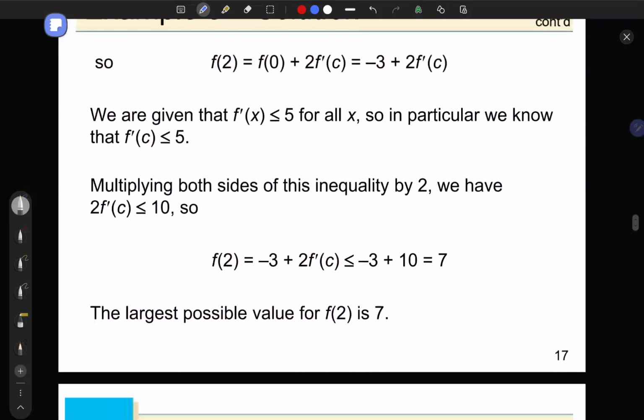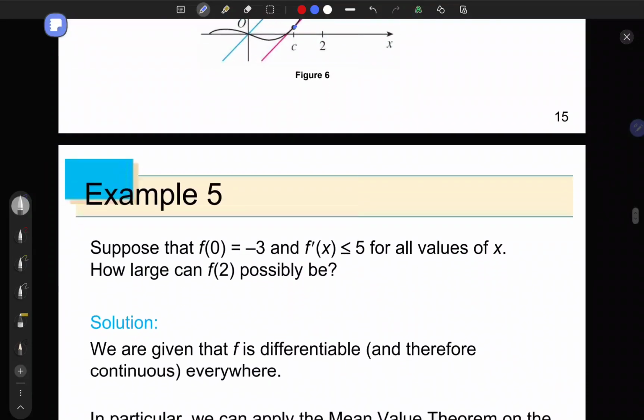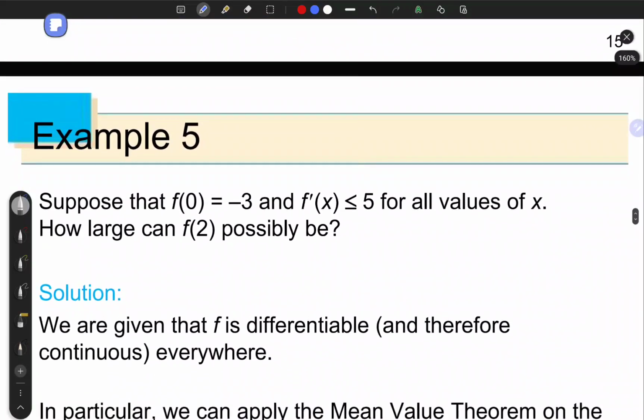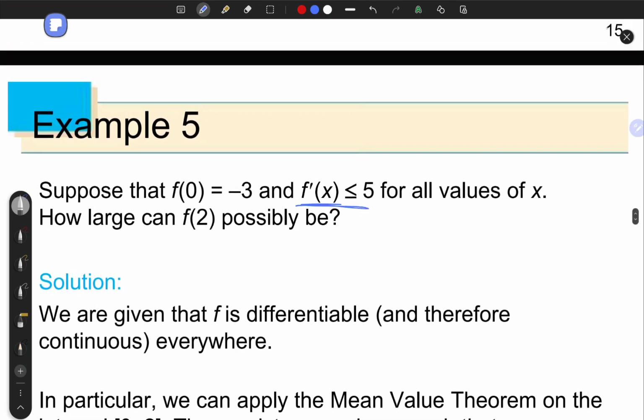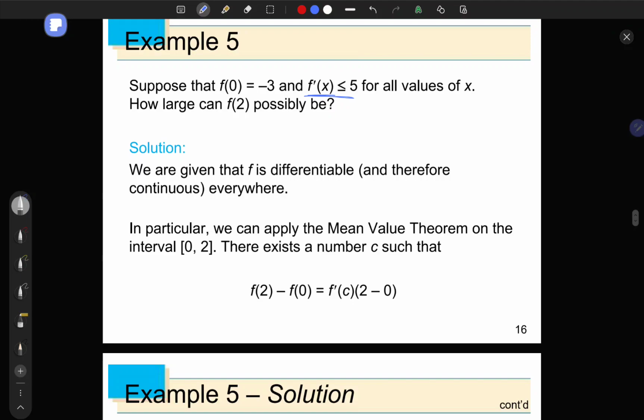Now let's see what example 5 has in store for us. We have f of 0, and, okay, how large can f be? We know that it is differentiable, so it is continuous everywhere. So I'm going to skip example 5, or should I? I'm not going to skip it.